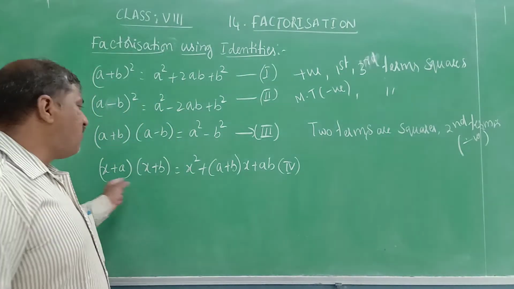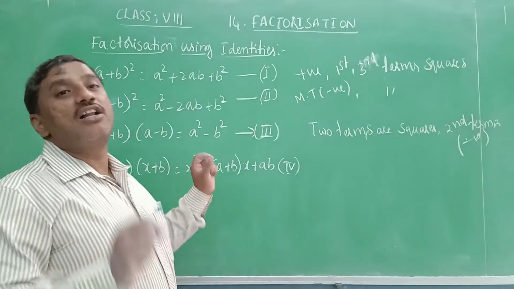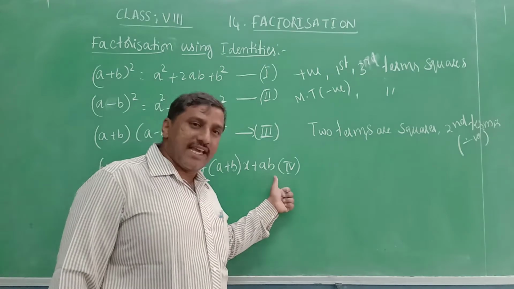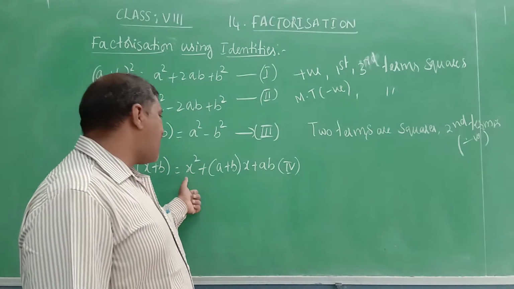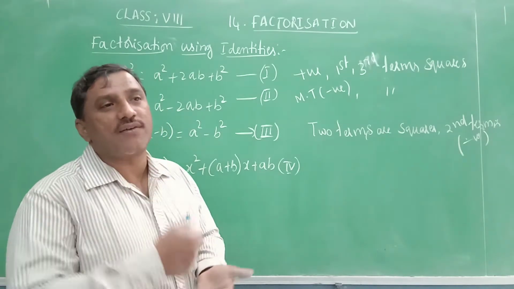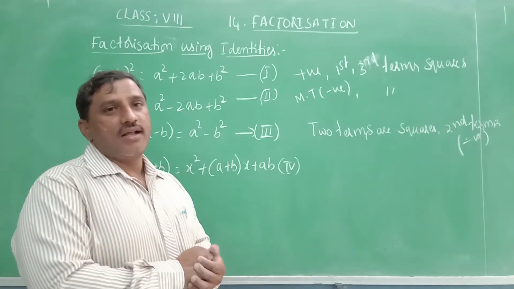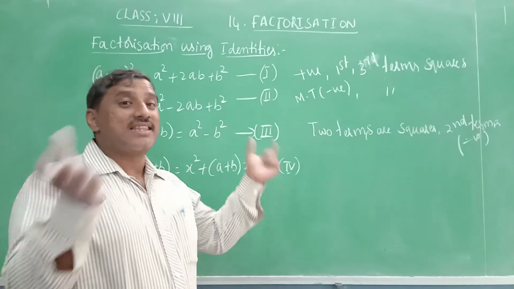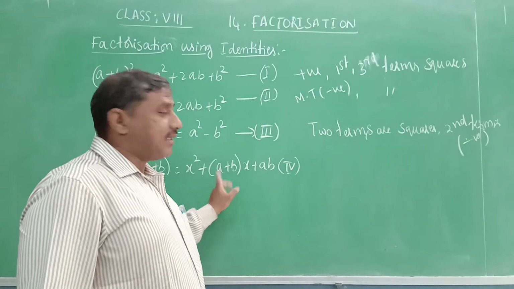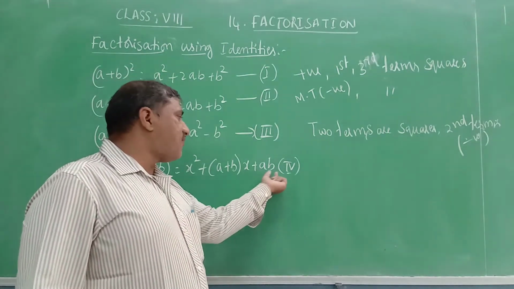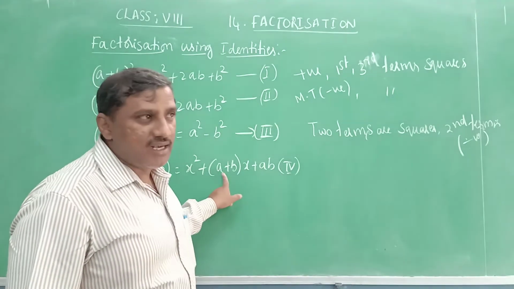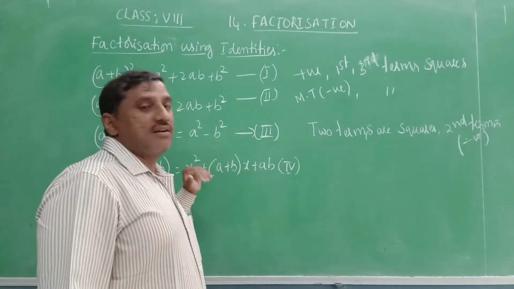Then when we use the fourth identity, it also should have three terms. The first term should be a square, the third term should be b square, and the middle term should be the product of two constants, and their sum should be equal to the coefficient of the middle term. The sum of the factors a and b should be equal to the coefficient of the middle term. In this case we use the fourth identity.